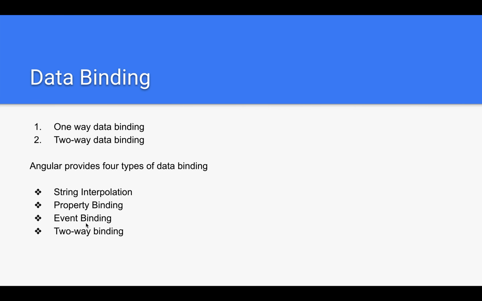And the last one is two-way binding. Two-way binding means, in one-way data binding, any change in the template or view in the HTML page will not be reflected in the component. The changes made in the HTML pages are not reflected in the TypeScript code. But two-way binding has a feature to update from component to view and view to component.